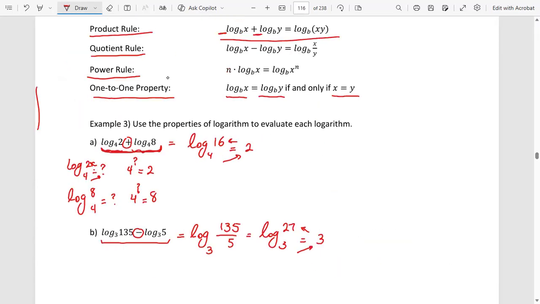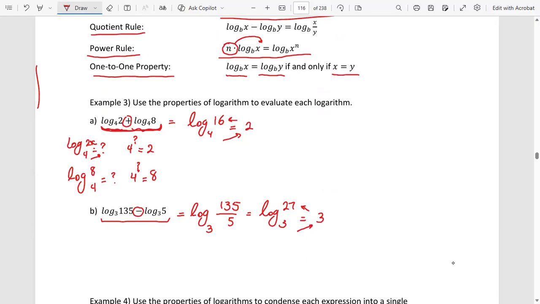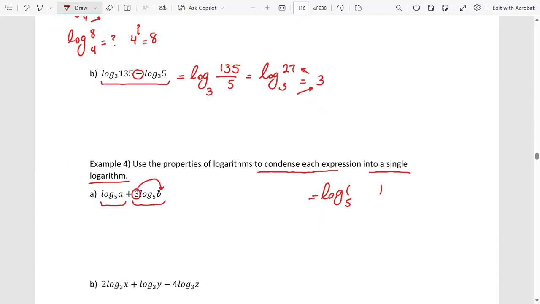Okay, let's use the power rule. If you see a number in front of the log, you can move it back to the exponent. Okay, you can move the 3 and put it as the exponent of b and write it as log of b to the third power with base 5. No number in front of the log. Just bring down the log of a base 5.